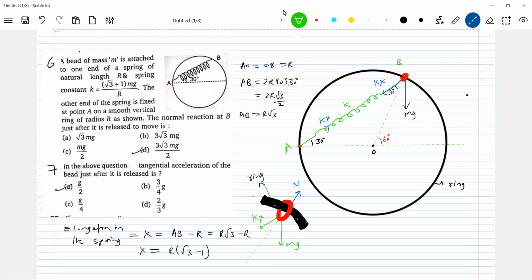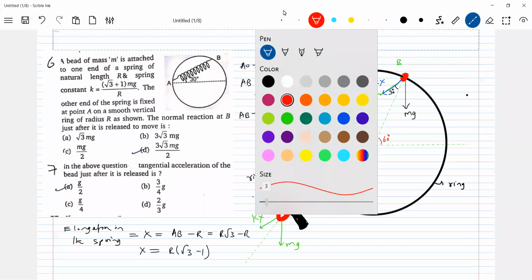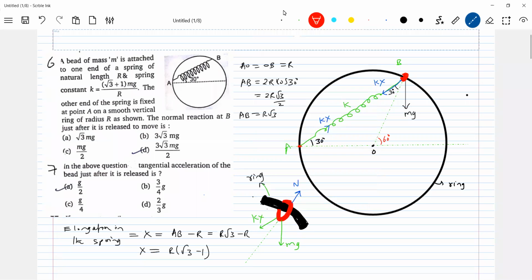Because our normal contact should act along the diameter. Getting the idea? So this is the major factor here. The whole problem just revolves around this diagram. So when the spring is compressed, there is a condition. Okay, let's do one thing. What is N equal to?